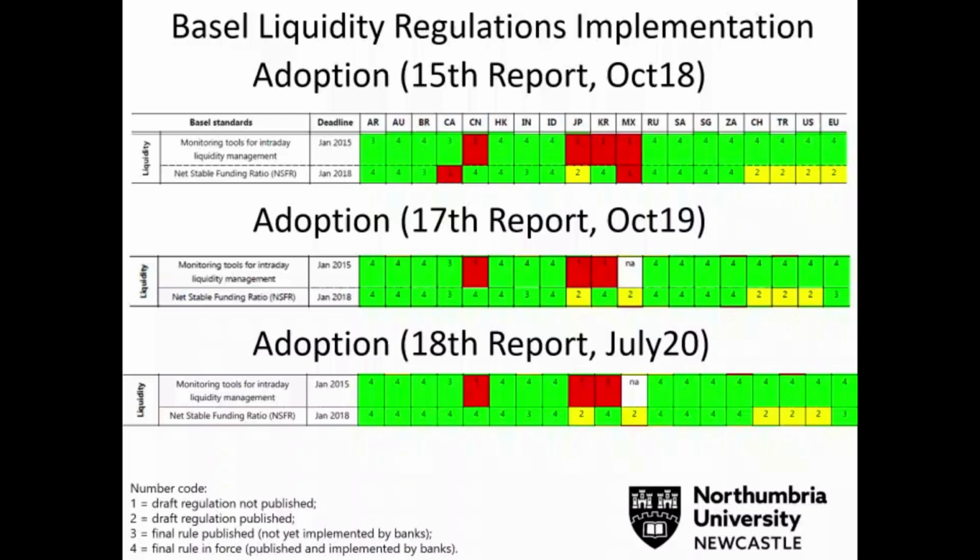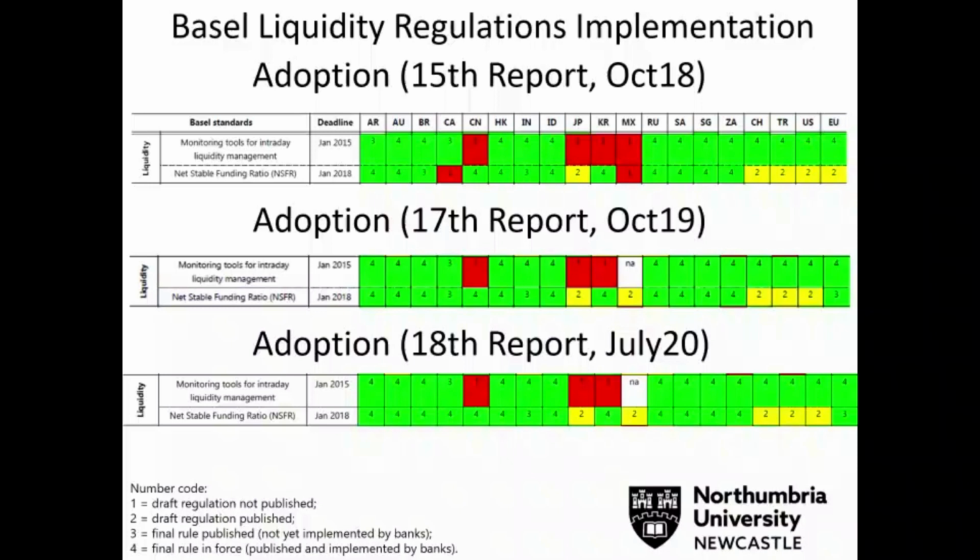Obviously, some countries have a slicker process of implementing laws than others. For instance, originally, Saudi Arabia was able to put the Basel III Accords into law very quickly, unlike the European Union, which has a much longer process when implementing various laws. And if you can see the adoption since the report in October 2018 up until the most recent at the time of recording, July 2020, you can see there's been more progress on the monitoring of intraday liquidity management, also known as liquidity coverage ratio.